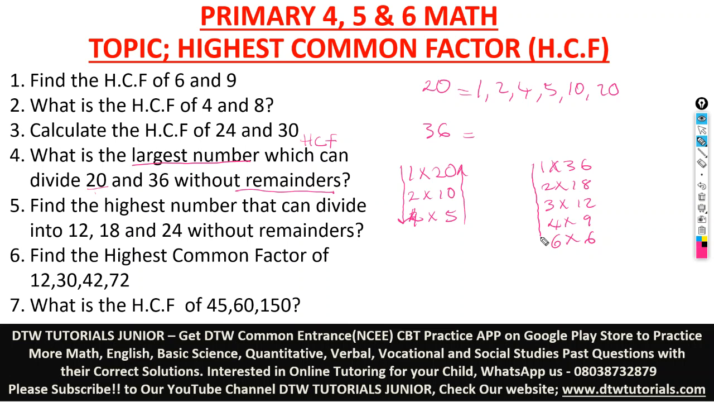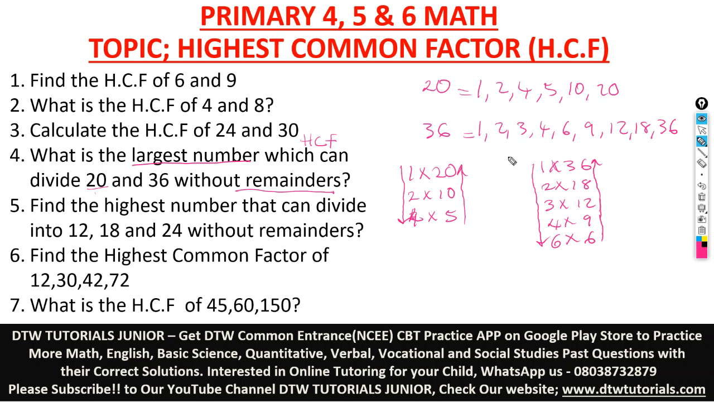So these are our factors now: 1, 2, 3, 4, and 6. 6, we don't need to repeat again. So it will be 9, 12, 18, and 36. So we write down 1, 2, 3, 4, 6, 9, 12, 18, and 36. Do we see that? Are you with me, everyone?